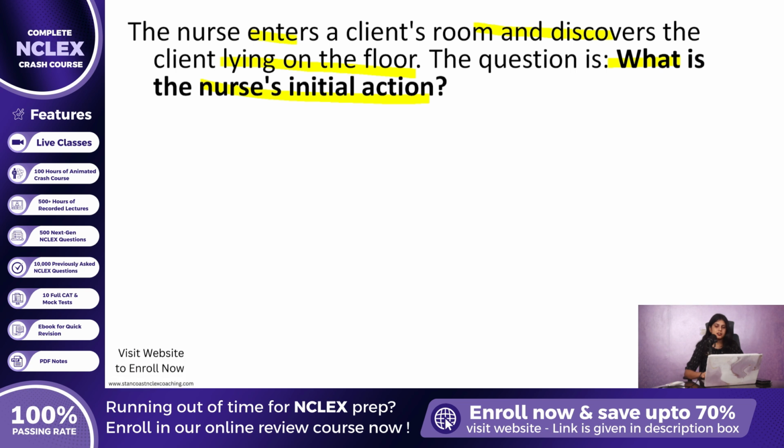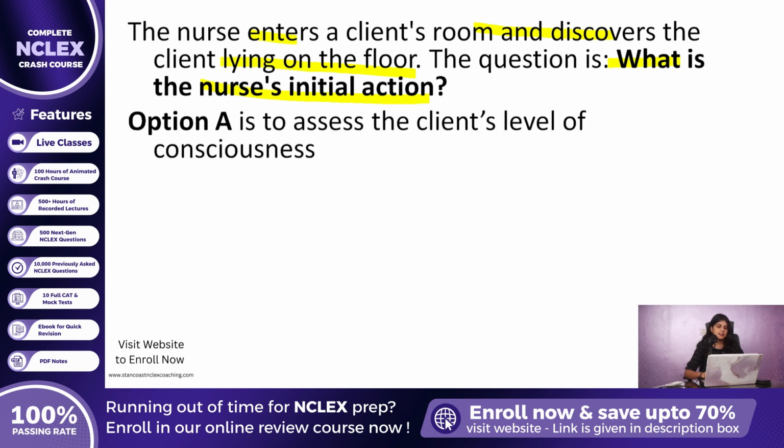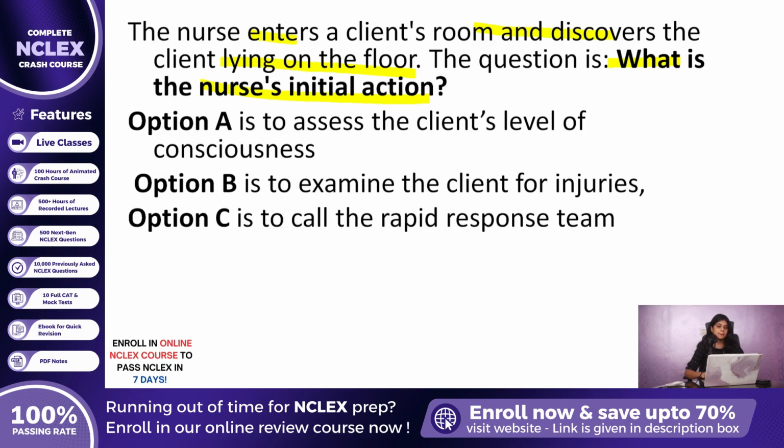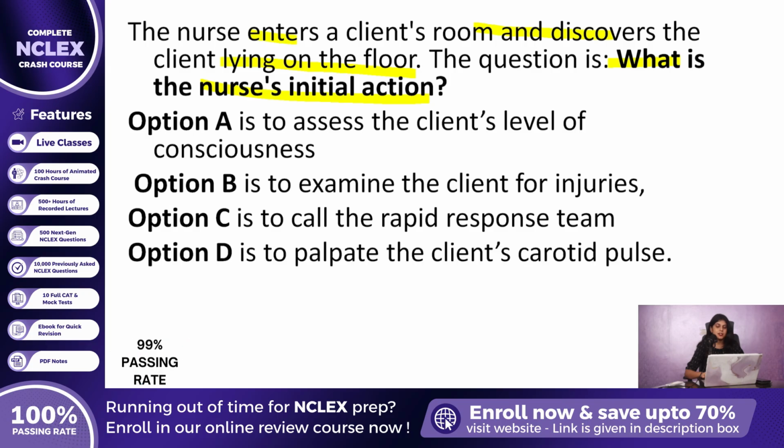Here are the options. Option A is to assess the client's level of consciousness. Option B is to examine the client for injuries. Option C is to call the rapid response team. And option D is to palpate the client's carotid pulse. The correct answer is option A, assess the client's level of consciousness.